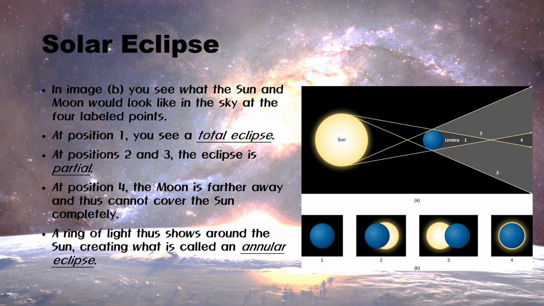Now, a ring of light does show around the sun. You can see here, the moon's trying to line up, and this is what we call an annular eclipse.